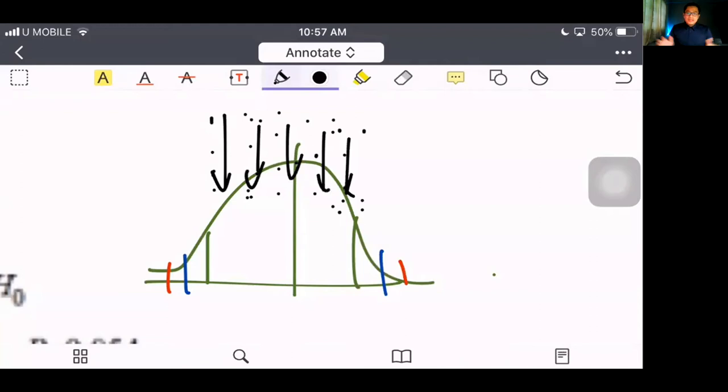The bigger the alpha, the less data can come in; the smaller the alpha, the more data can come in. Just like a gate, right? You open the gate bigger, so more data can come in, more things that you can accept. You make it smaller, fewer things that you can accept.